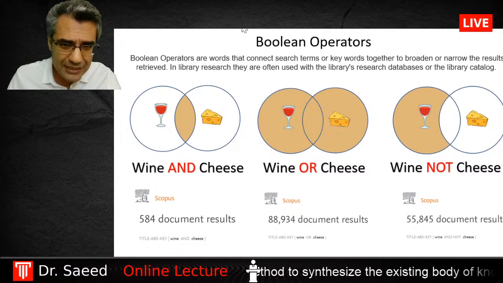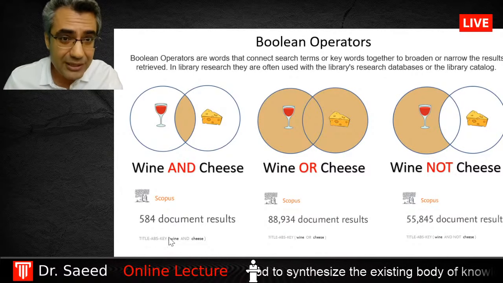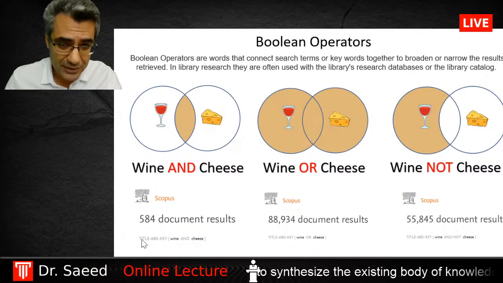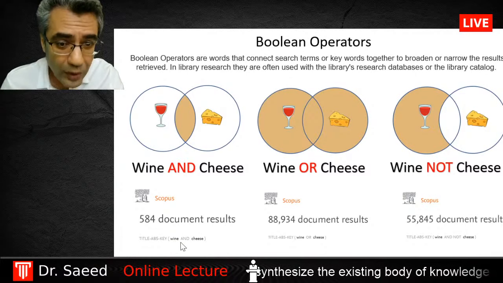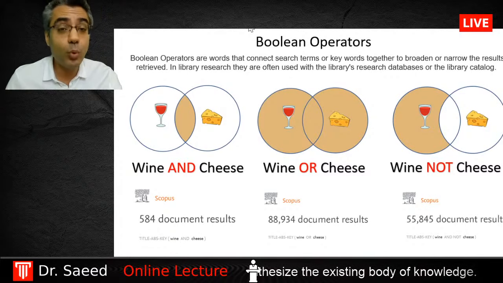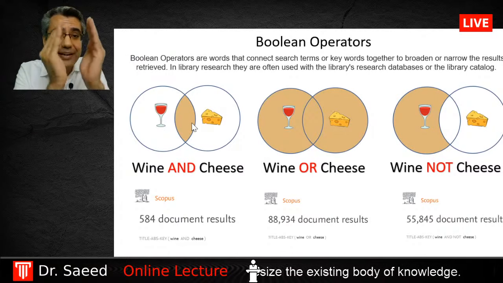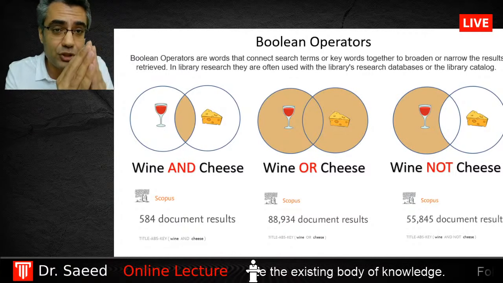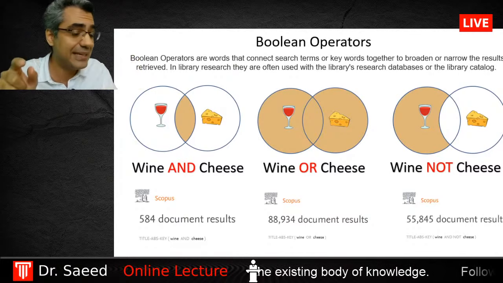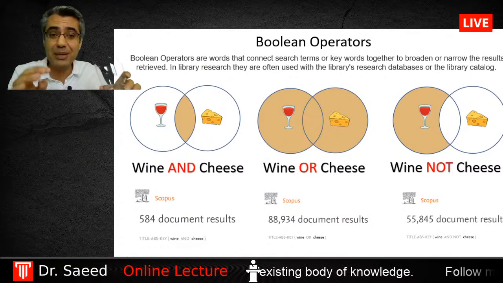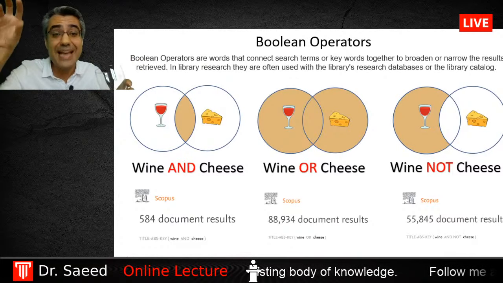I'm not sure you see it here in your slides. Here you see I captured the screen of Scopus. It's title, abstract, keyword: wine and cheese, meaning both. So it limits your search. It narrows down your search, like the Malaysia that I added at the end of the search: only papers that have gender, finance and Malaysia.